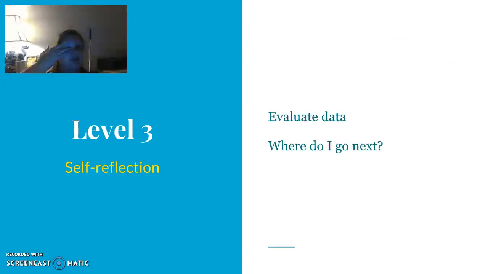Level 3 is self-reflection. This is really important, and I feel like this almost goes on in every level. You've got to evaluate the data you have. At the end of your diet, did you achieve your goal? What did you eat every day when you journaled? What worked well and what didn't? And where do I go next? You have to evaluate where to go next.